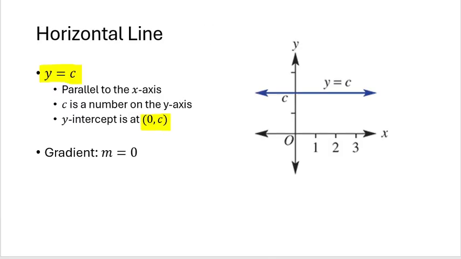Next thing you're going to do is horizontal lines. So this is the general equation of a horizontal line. Y equals C. So C is just a number, okay? That's all you need to know. And just remember the horizontal line is parallel to the x-axis. Now the y-intercept is located at 0, C. Another thing important is the gradient equals 0 whenever you're dealing with the horizontal line, okay? So make sure you remember all of this, okay?